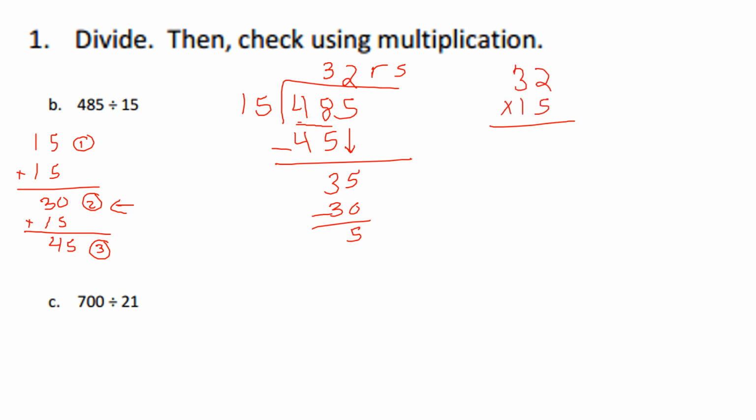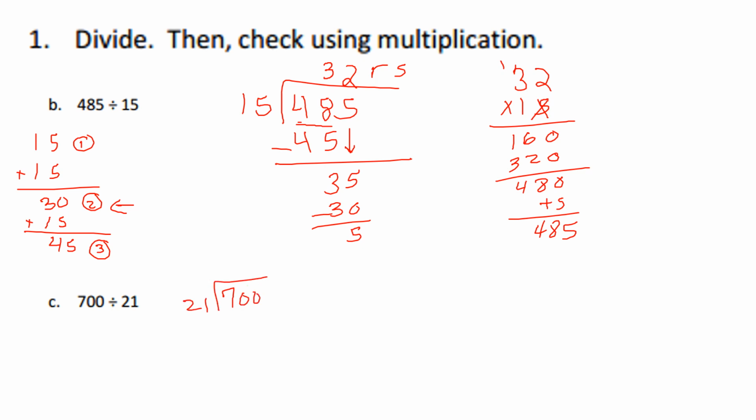Now to check this, we do our multiplication of 32 times 15. 5 times 2 is 10. 5 times 3 is 15, plus 1 is 16. We're going to X out the 1s, and we're going to put a 0 there. 1 times 2 is 2. 1 times 3 is 3. And we end up with 480. Plus we have to add our 5 remainder in, which gives us 485.